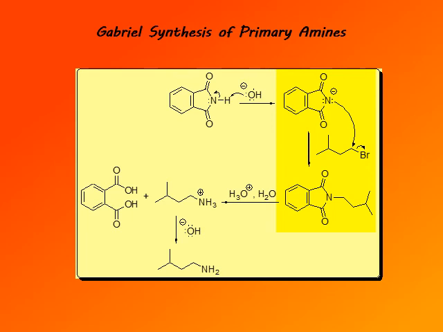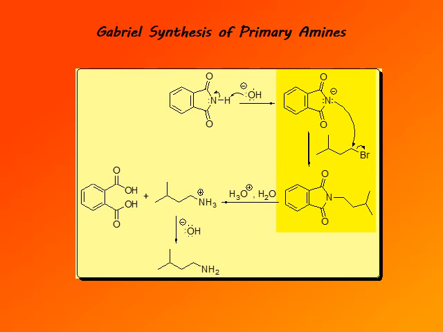Now, since alkylated phthalimide is no longer a nucleophile, the electron pair on nitrogen is delocalized to two carbonyl groups, so it's no longer a nucleophile. Reaction stops here. And so there is no problem with polyalkylation, with formation of secondary, tertiary, quaternary compounds. The only thing now we need to do is release the amine from this compound, from phthalimide.